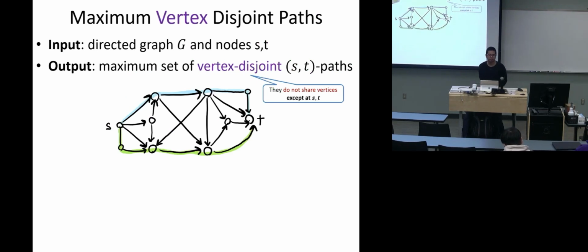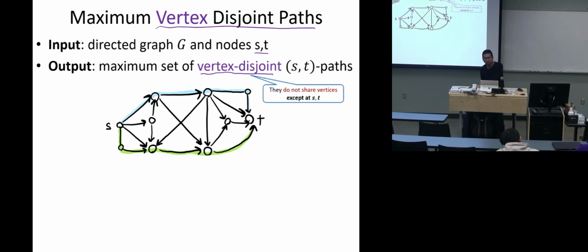So now let's see another similar question: how about vertex disjoint paths? Again, I have a directed graph and nodes S and T. Now I want a maximum set of vertex disjoint S-T paths. That is, they cannot even share a node, except for the endpoints S and T. In other places, they cannot use the same nodes at all. So that's a similar problem to edge disjoint, but now it's vertex disjoint paths.